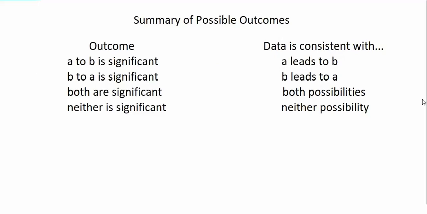And so here's a summary of possible outcomes in a cross-lagged panel design. If the correlation from A to B, if that diagonal arrow is significant, then the data is consistent with A leading to B. If the diagonal arrow from B to A is significant, the data is consistent with B leading to A, the opposite. If both of the diagonal arrows are significant, then the data is consistent with both possibilities. And if neither diagonal arrow is significant, then the data is consistent with neither direction, and the data is more consistent with a third variable being the cause.